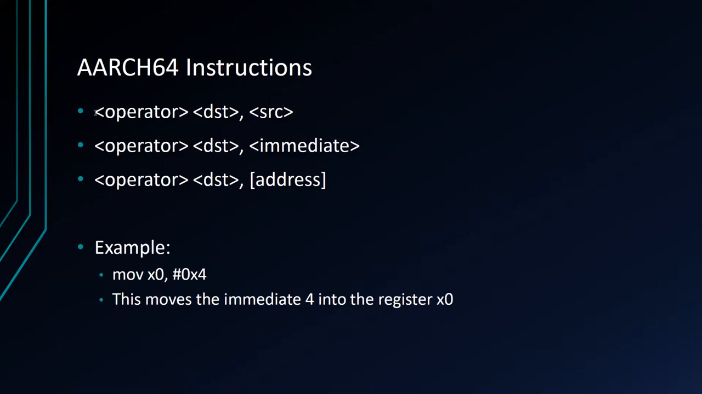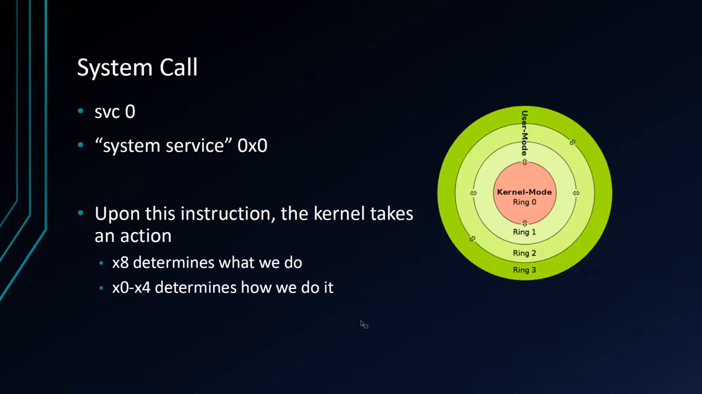To do an assembly instruction, you have your operator, you have your destination, and you have your source. So for example, to move the value 4 into X0, the instruction is move into X0 the decimal or hexadecimal value 4. Pretty straightforward.